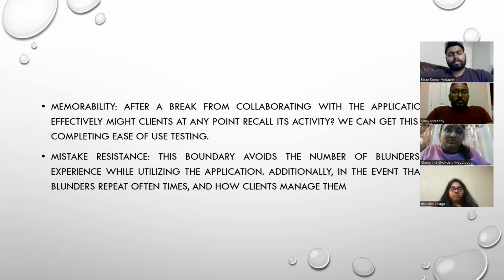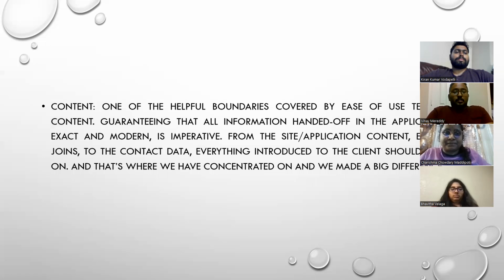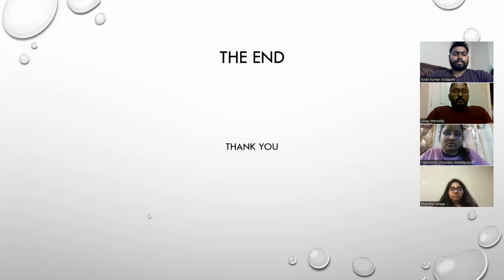Then error resistance: this measures the number of blunders clients experience while using this application, whether the same error repeats often, and how clients manage them. Then content: one of the helpful parameters covered by ease of use testing is content, ensuring that all the information relayed in this application is exact and up to date, which is also imperative. Everything presented to the client should be spot on. That's where we have concentrated more, and we made a big difference. That's it. Thank you.